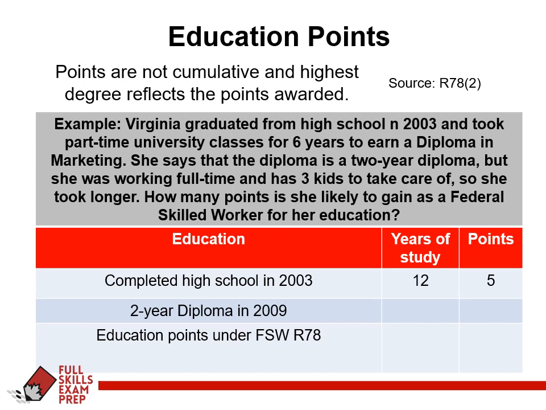This is with Virginia. So Virginia graduated from high school in 2003 and took part-time university classes for 6 years to earn a diploma in marketing. She says that the diploma is a 2-year diploma, but she was working full-time and has 3 kids to take care of, so she took longer. How many points is she likely to gain as a federal skilled worker for her education?